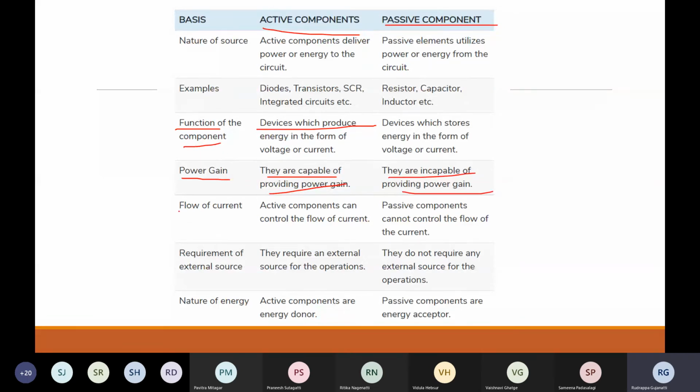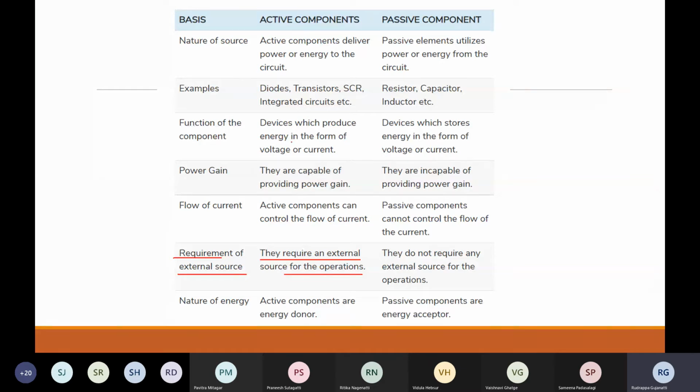Now, apart from that, what will be the flow of current in active components? We can actually control the flow of current, but in passive components, we cannot control the flow of current. For example, if I consider the diode, it will be operating in only one direction, that is when it is in the active zone. But when it is in the reverse bias condition, it will not be operating. So you are basically controlling the direction in which the current flows. Such operations are possible with active devices. Then the requirement for an external source: these can act as a source themselves, and they can require external sources for their operation.